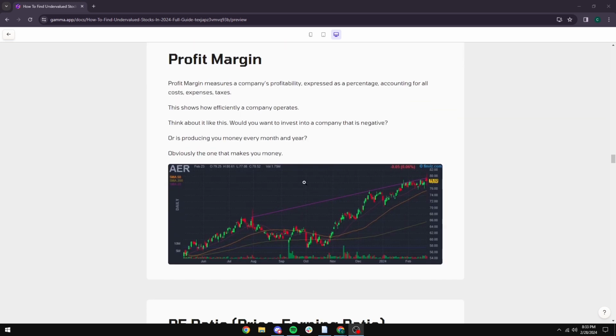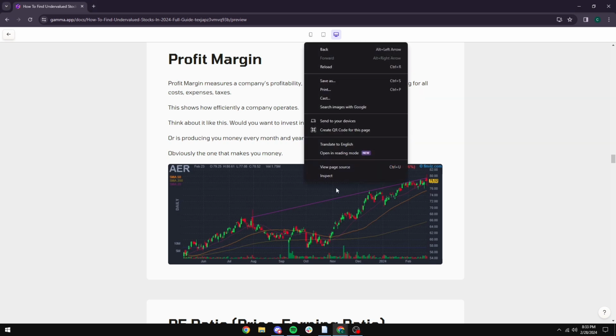Profit margin. Profit margin measures a company's profitability expressed as a percentage, accounting for all costs, expenses, and taxes. This shows how efficiently a company operates. Think about it like this: would you want to invest in a company that is negative, or a company that is making money every month, every year? Obviously, you want the company that makes money.